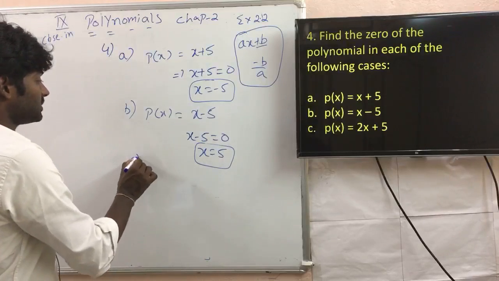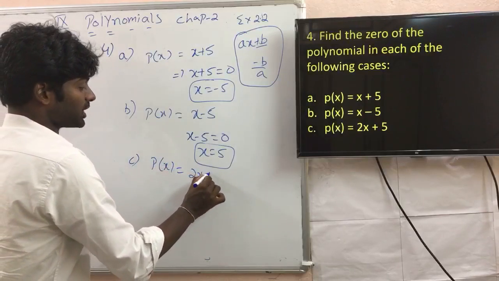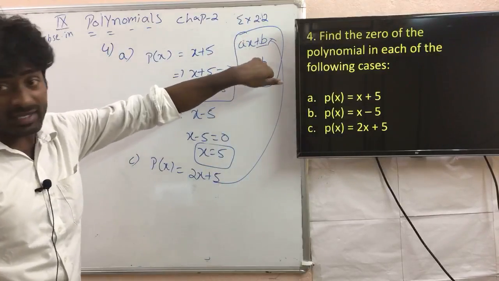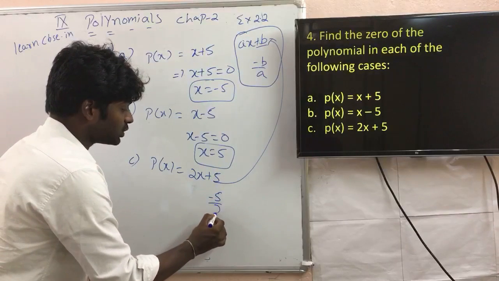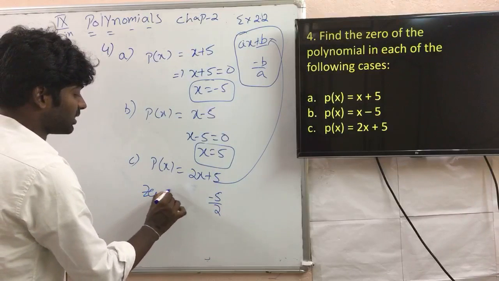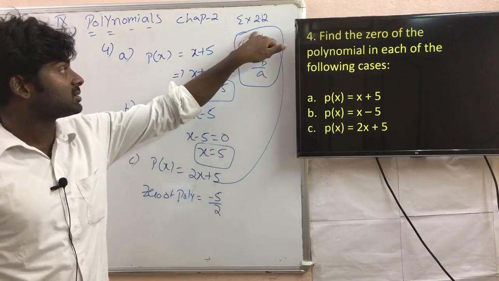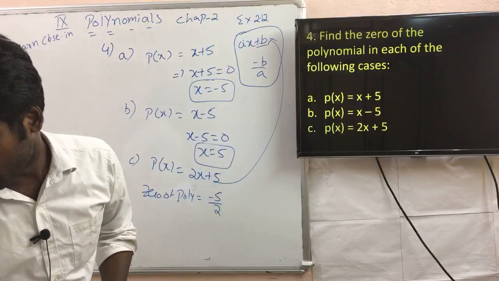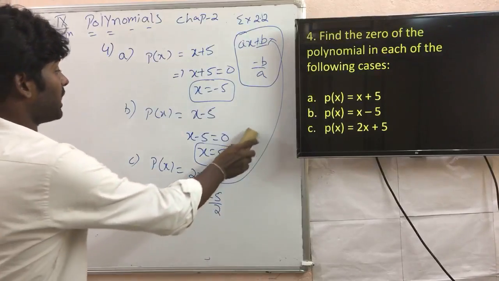Now the third one, in the same question, p of x equals 2x plus 5. Compare with ax plus b: directly you can say the answer is minus b by a. So b is 5, and minus 5 by 2 is the zero. For linear polynomials, we can say this directly by comparing. So minus 5 upon 2.